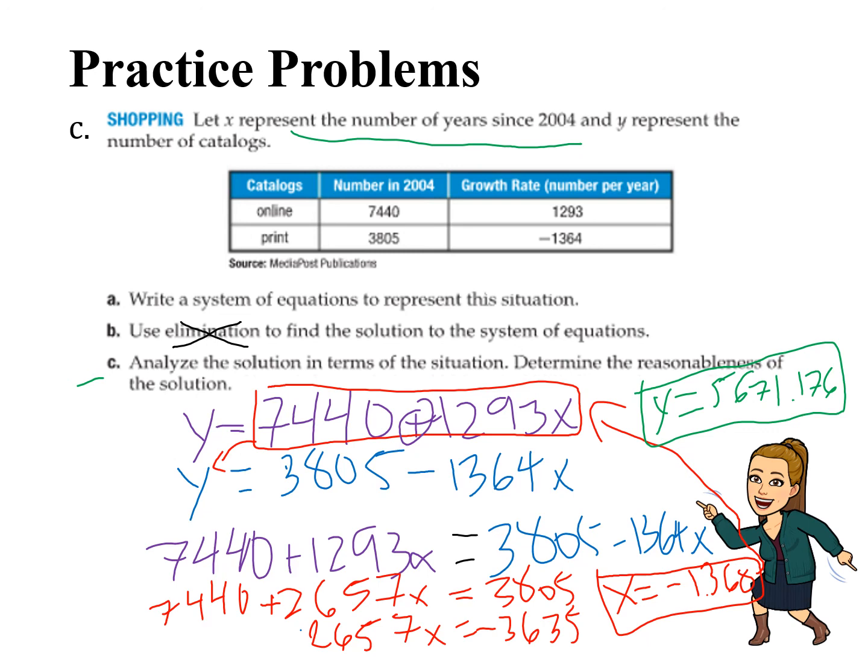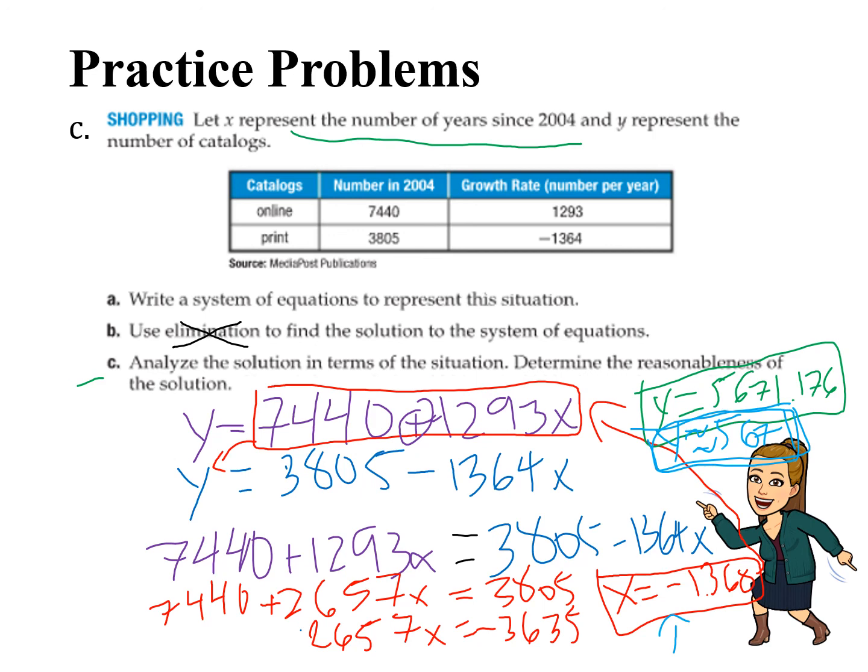Well, I can't have 0.176 catalogs, so I really should round this to the nearest integer value. So y is really 5,671 catalogs. So this solution tells us that 1.368 years before 2004, online and print both had exactly this many catalogs.